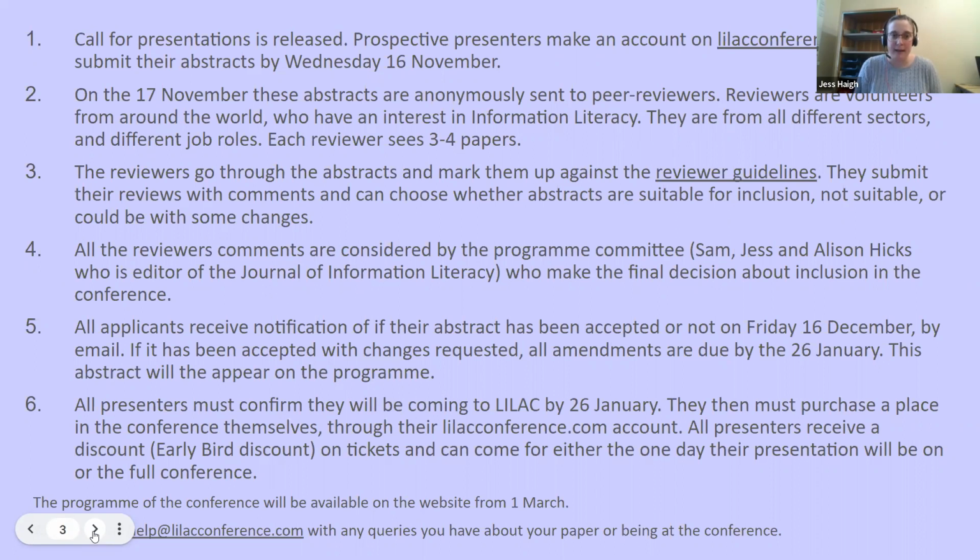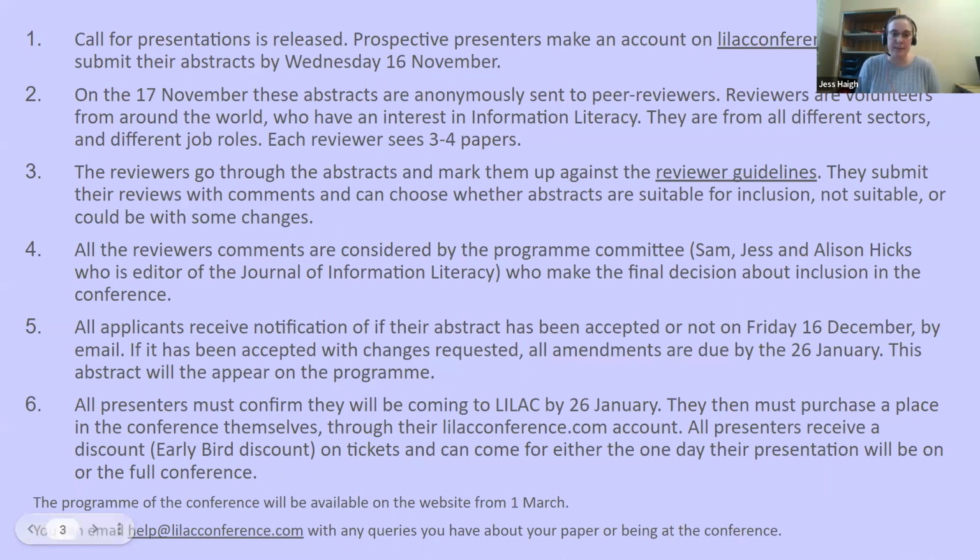The reviewers go through the abstracts and they mark them up against the reviewer guidelines. These are available on the LILAC website as well, and we'll go through those in a minute. So these reviewer guidelines are quite clear in what we as a programme team are looking for successful abstracts to include within the conference. The reviewers go through their abstracts and mark them up against these guidelines in a very similar way to when you apply for a job. Your job application is marked up against a person specification.